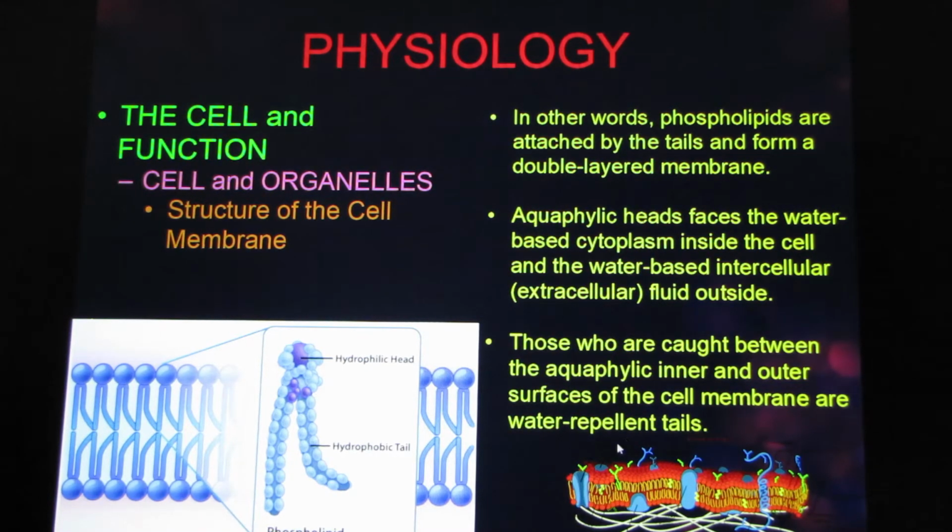between the cells, both hydrophilic ends of the cell membrane meet with the watery sides, with the hydrophobic arms facing each other at the inside of the layer, the membrane. Those caught between the hydrophilic inner and outer surfaces of the cell membrane are the water-repellent tails. These are the tails.